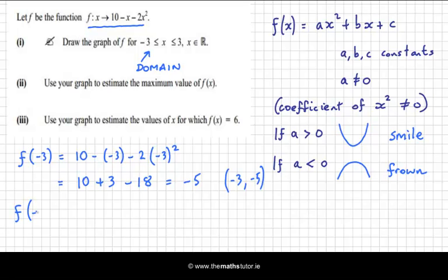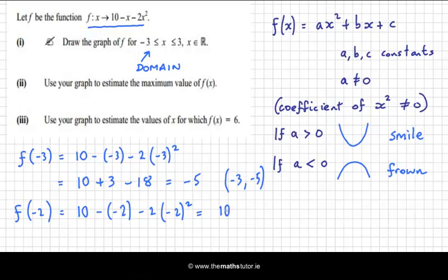I'll do one more and then I might skip towards the end. So when we get f of minus 2, we sub minus 2 in for x, and that is 10 minus minus 2 minus twice minus 2 squared, and we have space over here, so let's write the rest of it out.